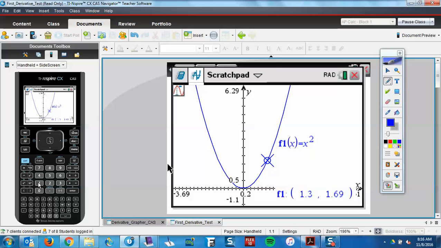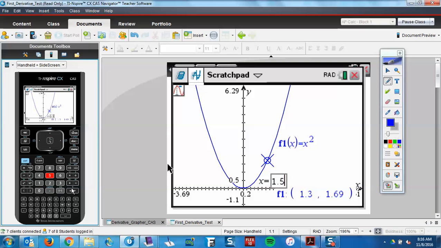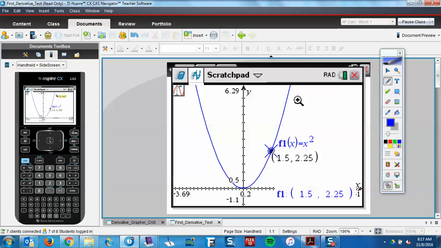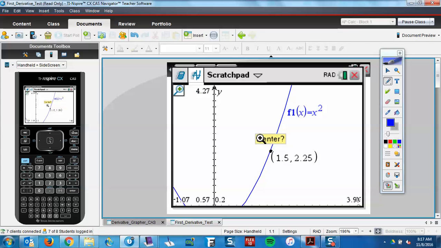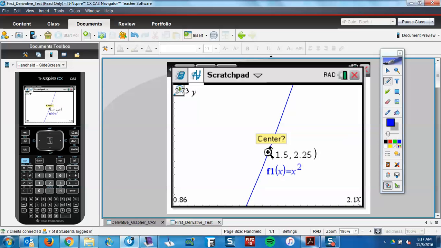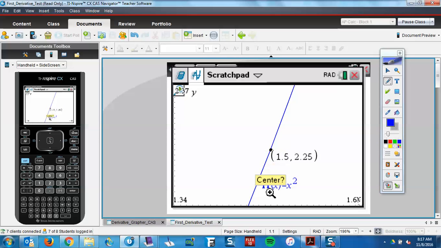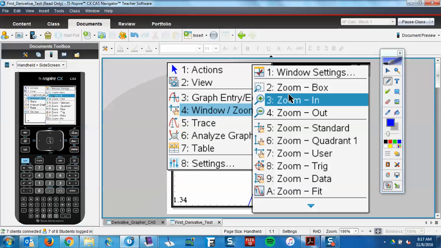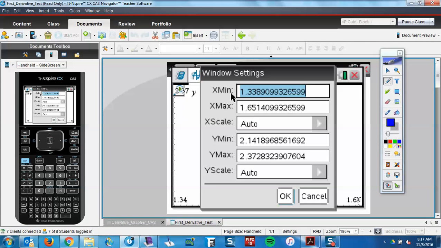This is never going to be an issue where you really have to do this on the quiz. If I hit enter again, it gives me that. If I want to zoom in at 1.5, and I want to keep zooming in until that looks straight. If they would say, hey, zoom in until that's a straight line, and then give me the window where that looks straight, well, there's my window. X min max would be that. Y min max would be that. I'd write that down, right? And I would do that.